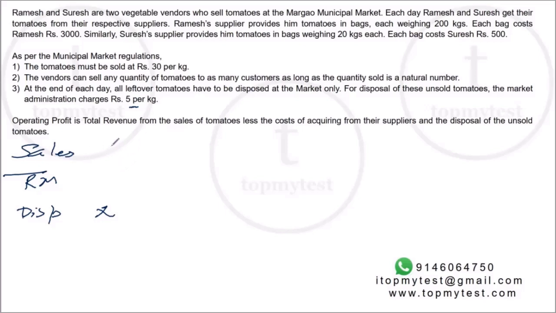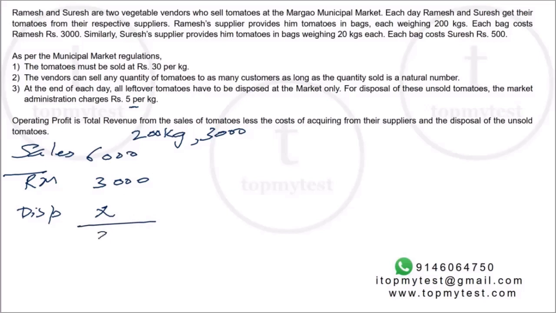What will be the maximum profit for Ramesh? Ramesh is 200 kilos at 3,000 rupees. So his total cost will be 3,000. If he's able to sell all the tomatoes, he will not have any disposal cost. What will be his total sales? 200 into 30. That's 6,000.